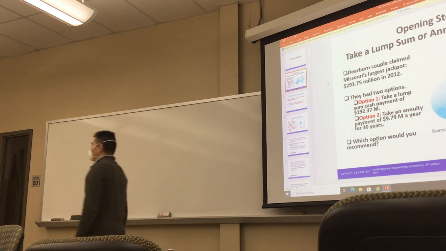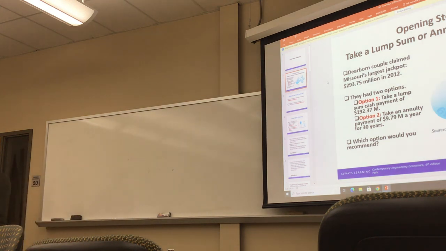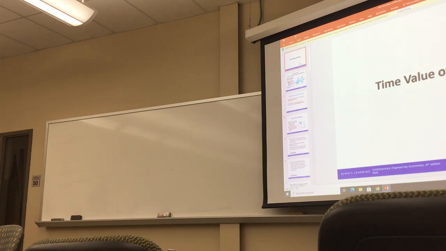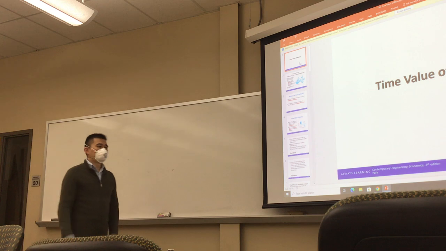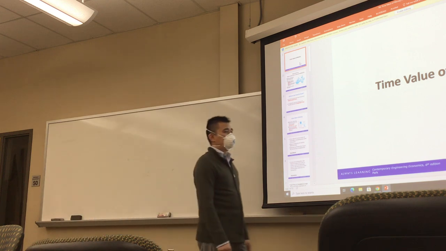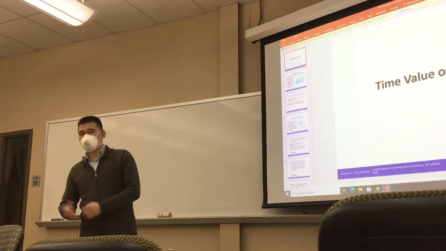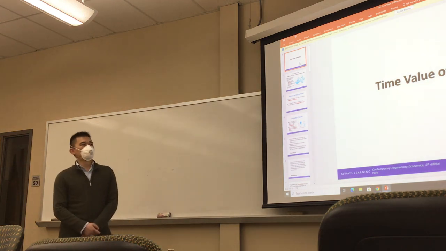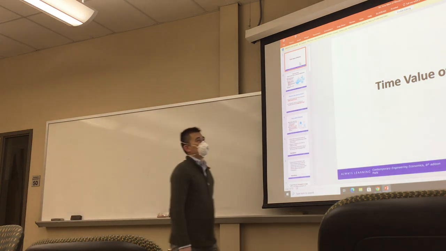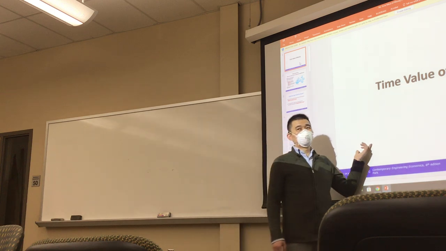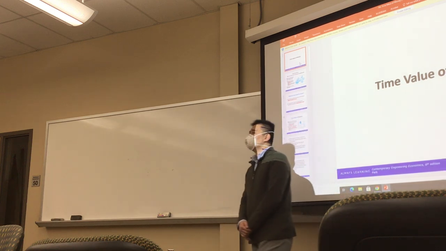Okay, then, after we have laid the foundation, we have the probability theory for uncertainty. We have prepared to know some new terms. Right now, we really get into one subject. We call it time value of money.